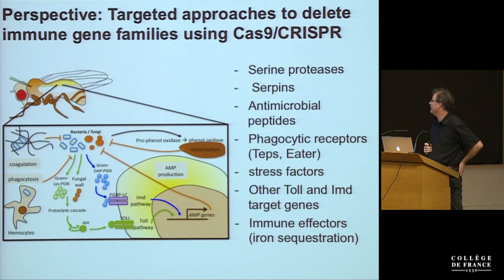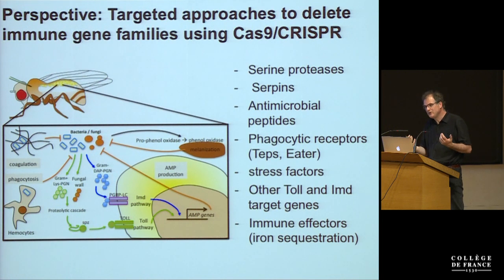So what we are doing in the lab is the following. We now target gene families using mutants, but we try to do that in a clean way. First, we isogenize our stocks to be very careful about the genetic background. Second, we are not only making a single mutant, but we target all the gene family. For instance, we are now making a fly that will lack all the antimicrobial peptides.